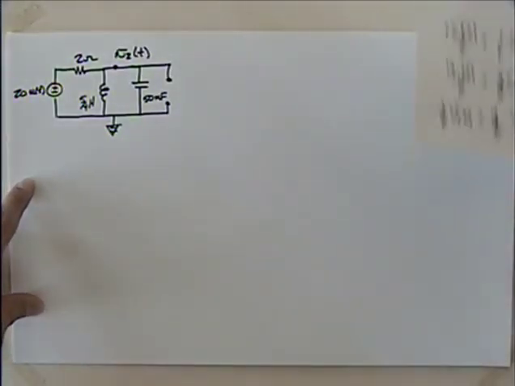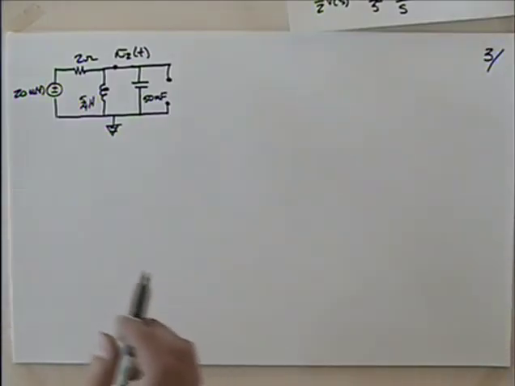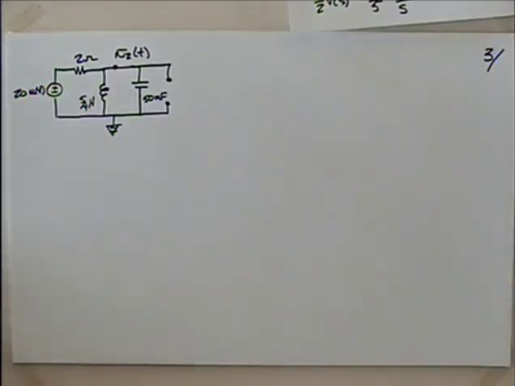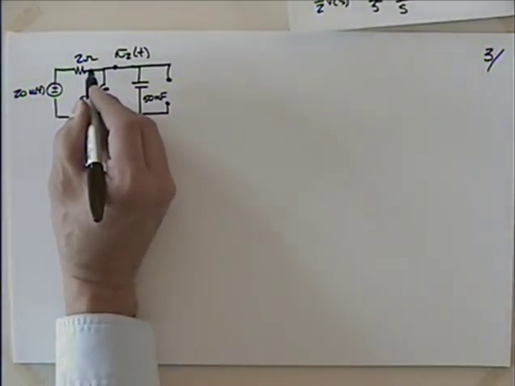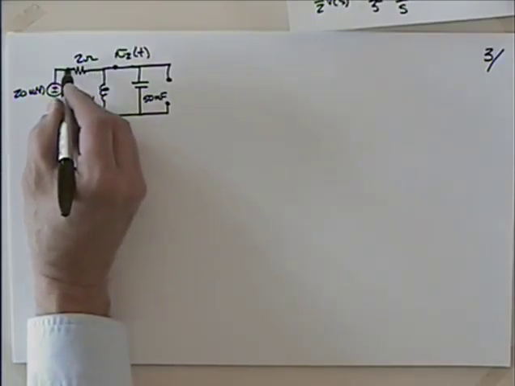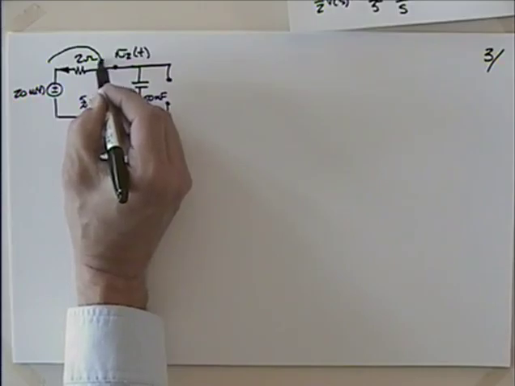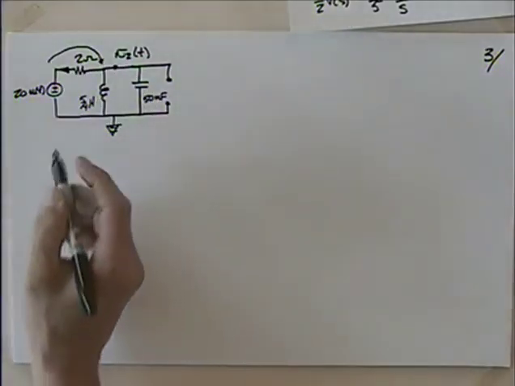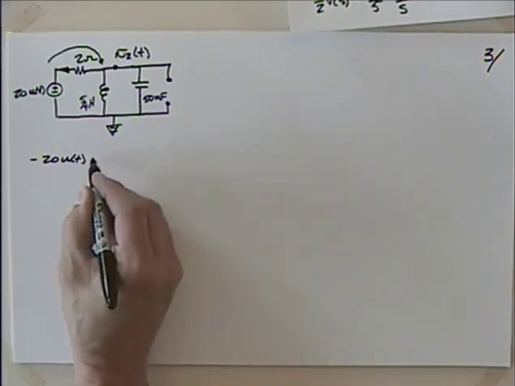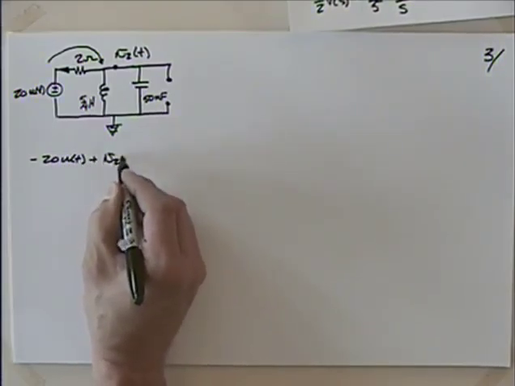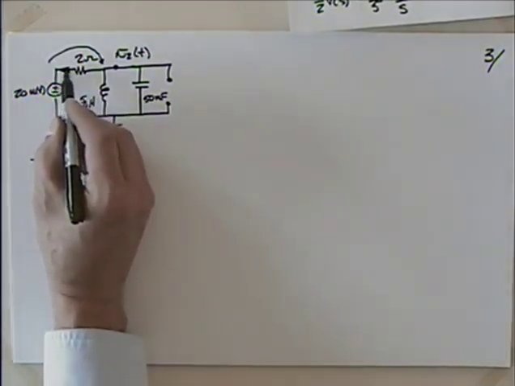So I can write my mesh equations. What are those going to look like? Well, if I want to find the current going through here, I've got to find this voltage here, don't I? So I'd have to subtract off 20 u of t plus V2 of t and divide that all by 2. So that's that current right there.